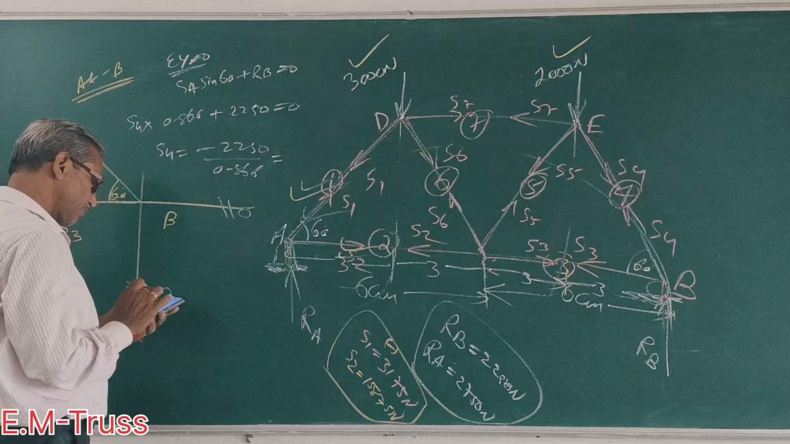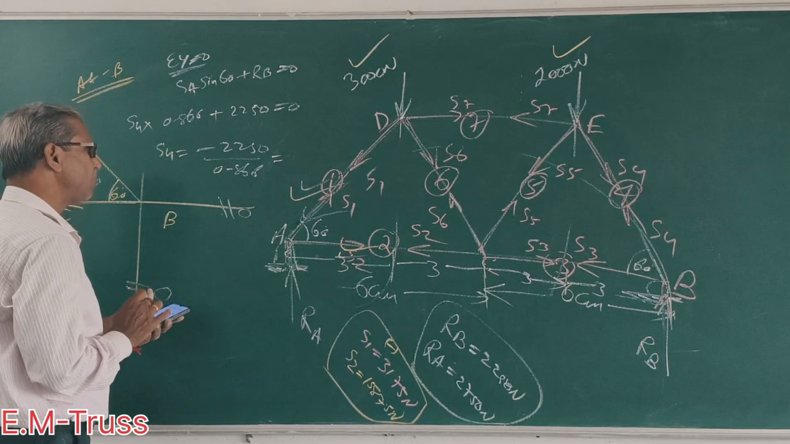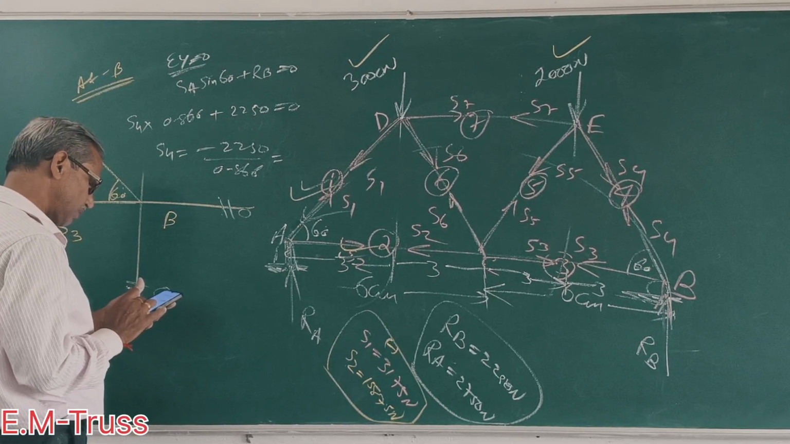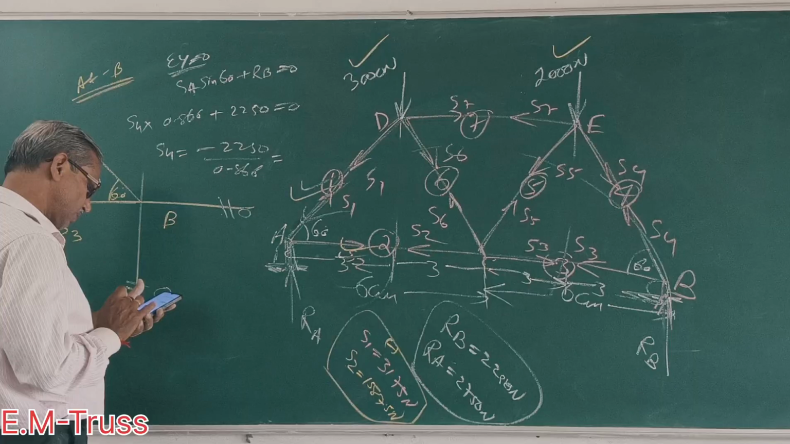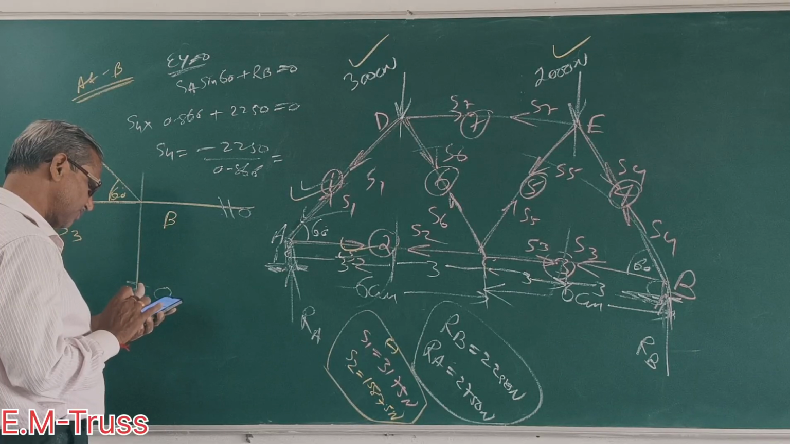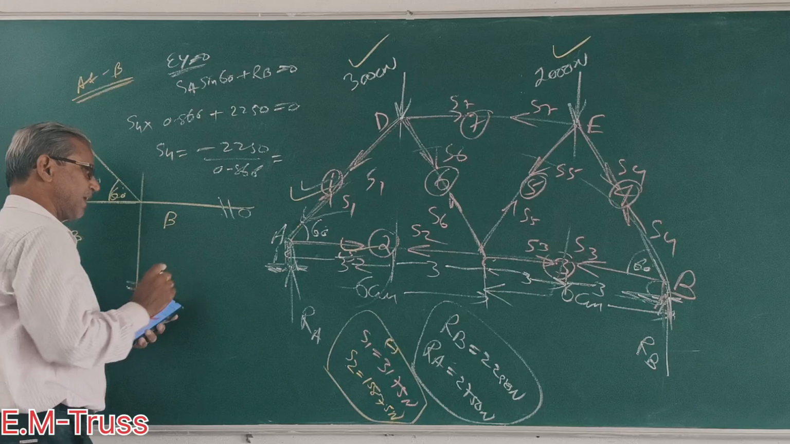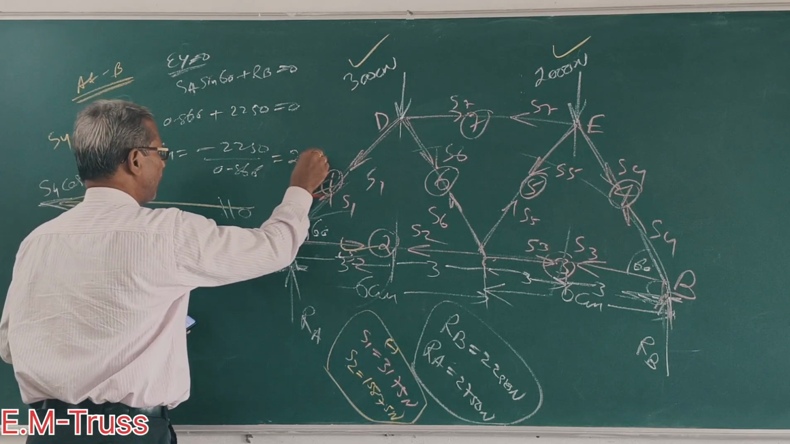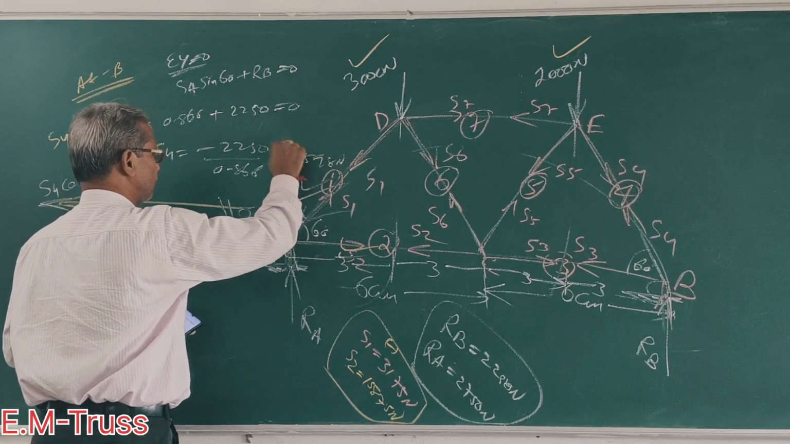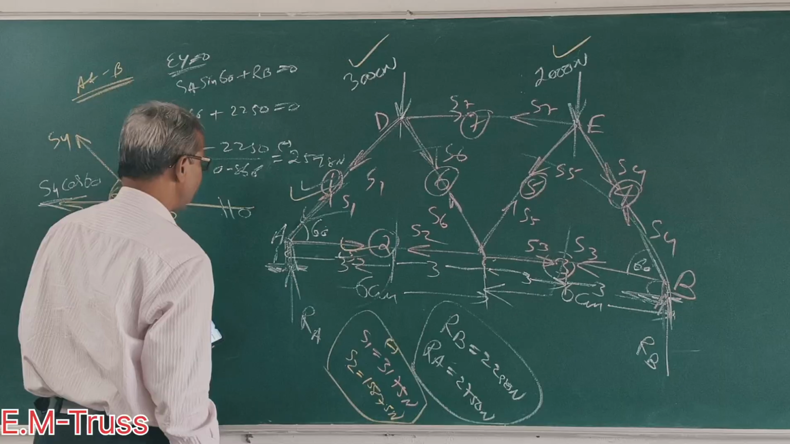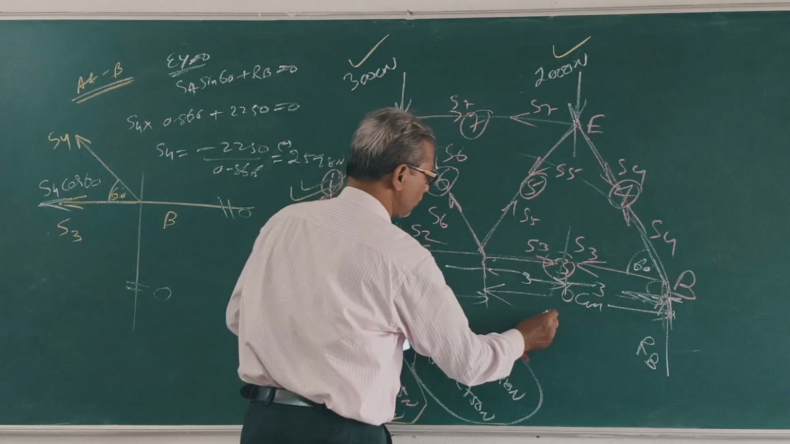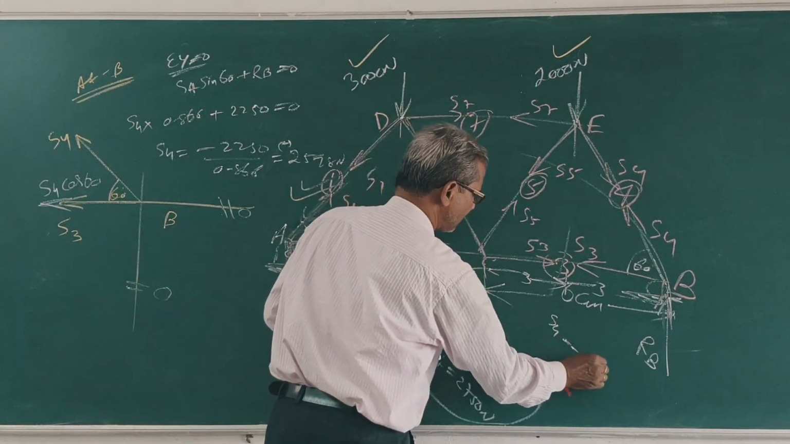So S4 is equal to 2250 by 0.866. The answer is 2598. 2598 Newton, with a negative sign. Clear? So S4 is equal to minus 2598 Newton.